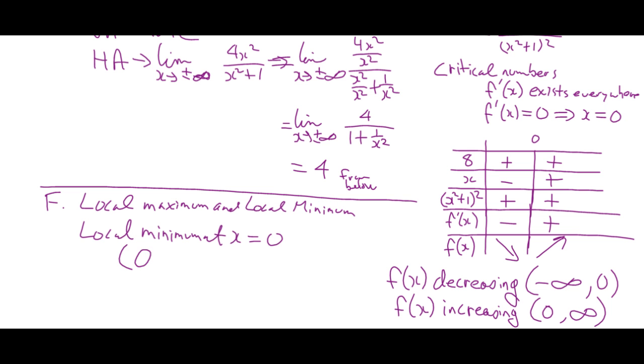And then, so the point is (0, 0), right? We already worked out that there is a point at (0, 0), so we knew that, or you substitute it back into the original, because we want to know what the coordinates are of that local minimum. Okay, and what's next? Concavity.